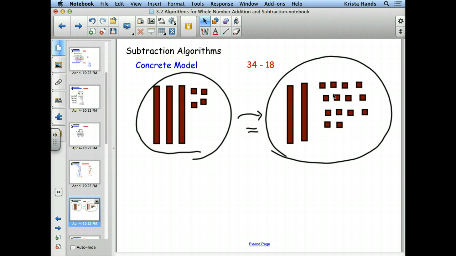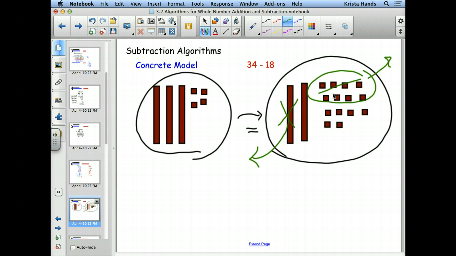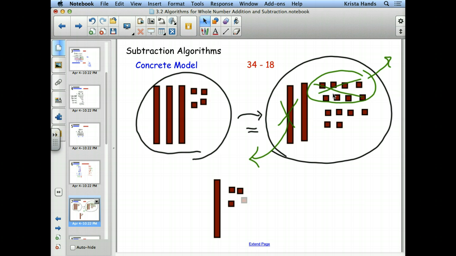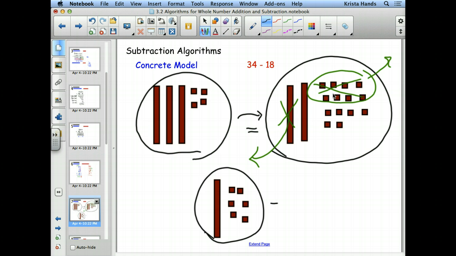I haven't actually taken anything away yet, right? But I'm about to. Now I can actually take away what I'm supposed to be removing, which is 1 long. So I can remove this one. He comes out. And what else gets removed? 8 units. Any of the 8 you like get removed. They're gone. And so your final answer should look like what? 1 long and 6 units. So my solution is the number 16.